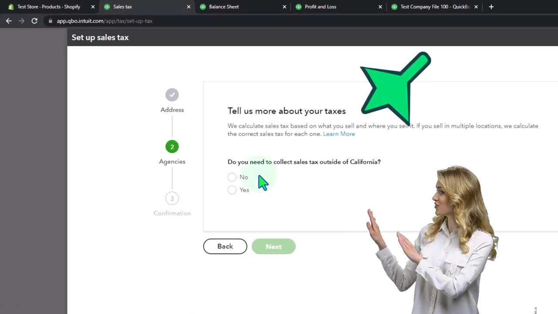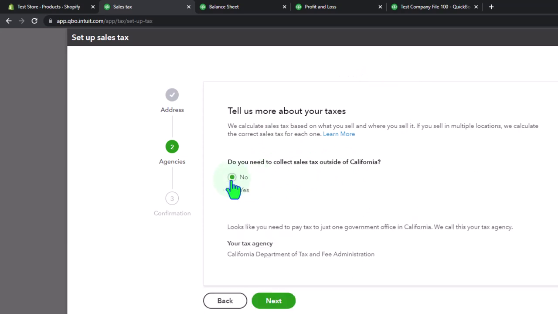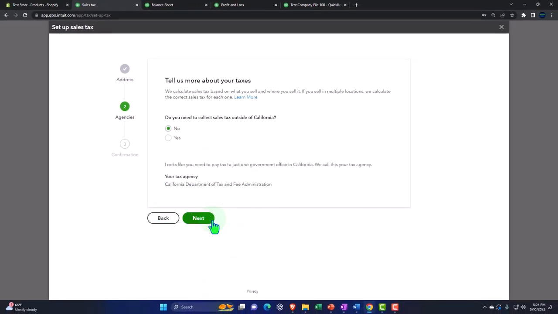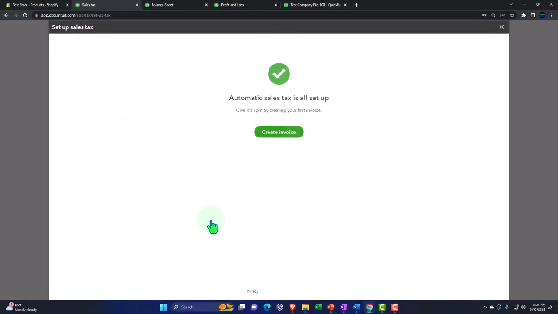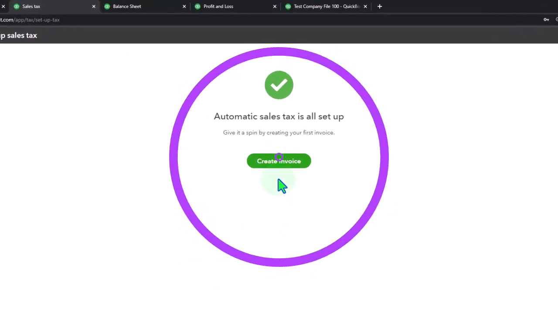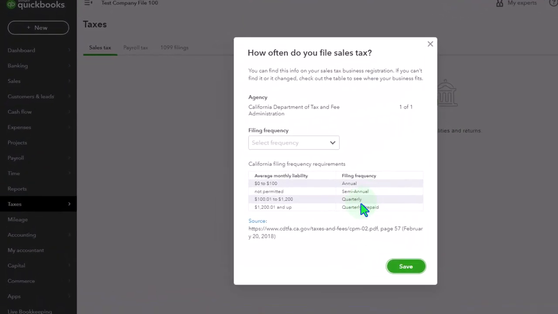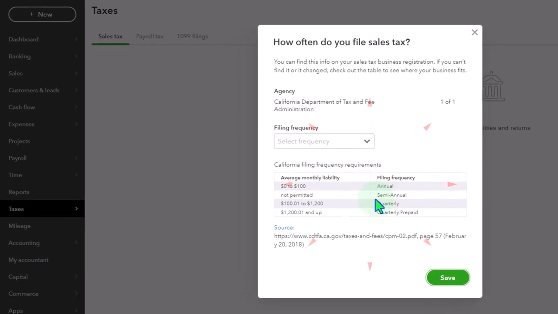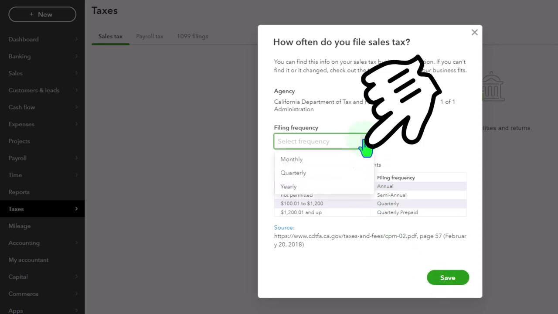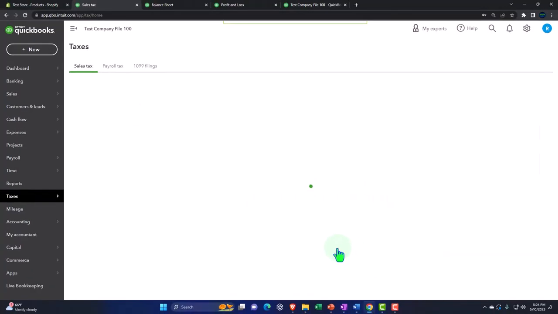Tell us more about you. So do you need to collect sales tax outside of California? If it was an on-ground store, I'm going to say no, which obviously simplifies situations. When you're in an e-commerce situation, then that's a question. Am I subject to sales tax, and what states, and who's going to be collecting the sales tax and whatnot? But let's just see how the process works here. I'm not going to create an invoice. And this is the sales tax that's going to be populated based on my location that I put into the system. I'm going to say frequency, let's say we pay it monthly. Okay, so that's just to turn on the sales tax.